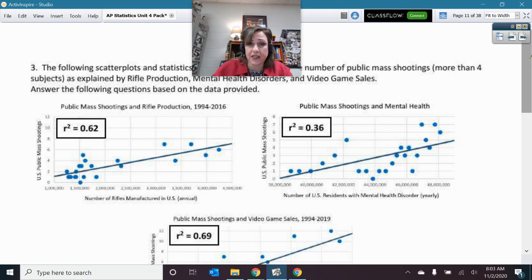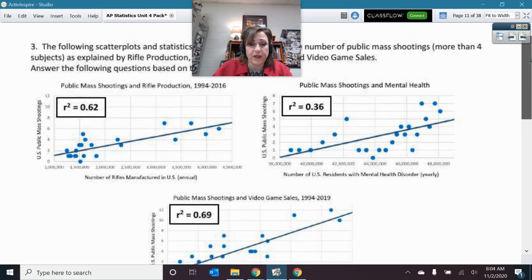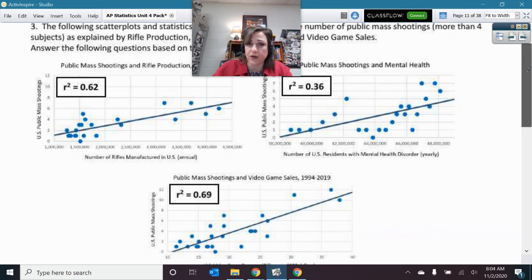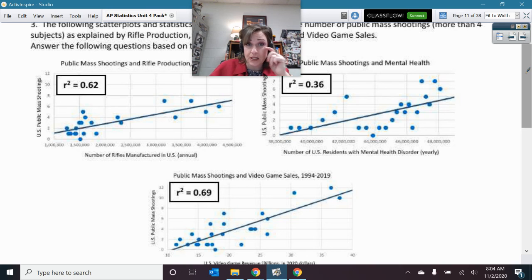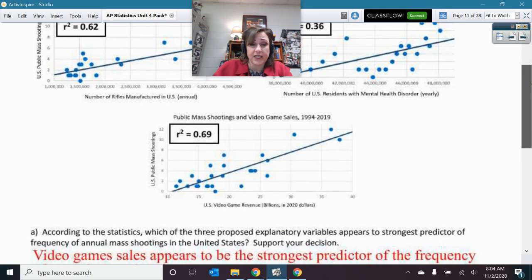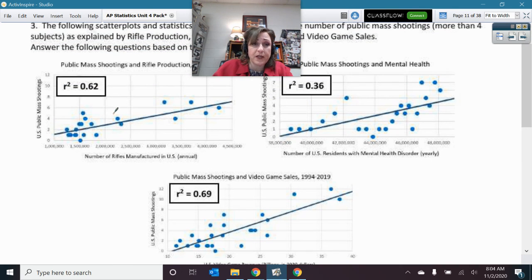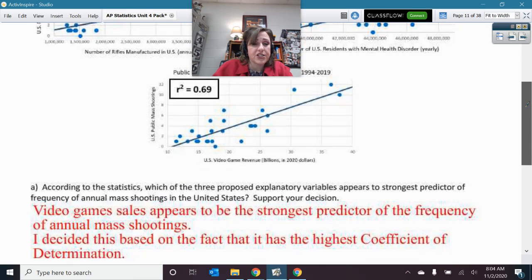This was just a really interesting, thought-provoking topic. Sad, but hopefully it didn't offend anybody or give you some trauma, taking a look at these different possible explanatory reasons for the mass shootings. These are some hard things that we need to look at. How much can we attribute to rifle production, mental health, or violent video game sales? All right, so here we go.